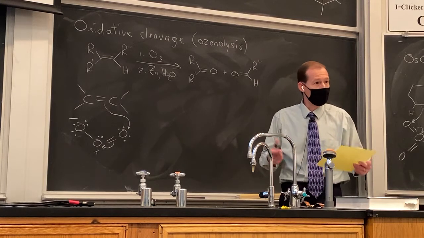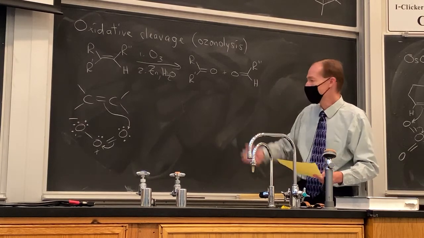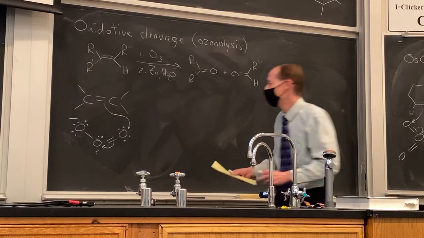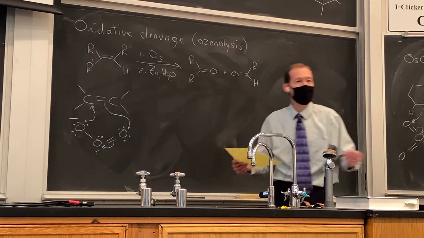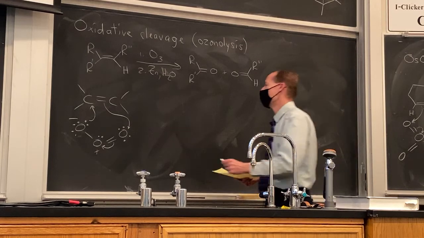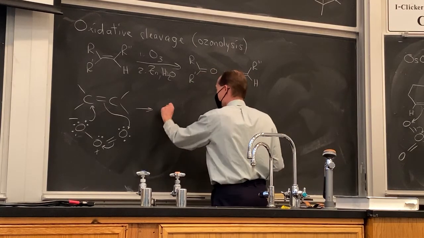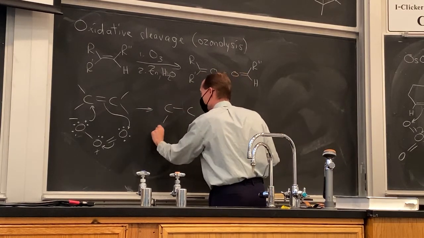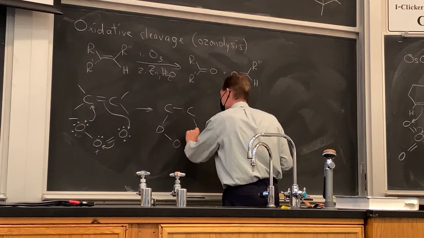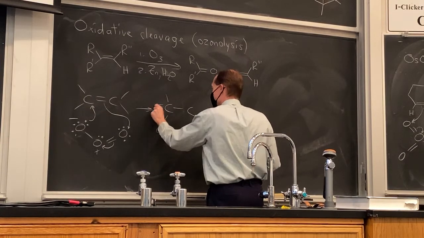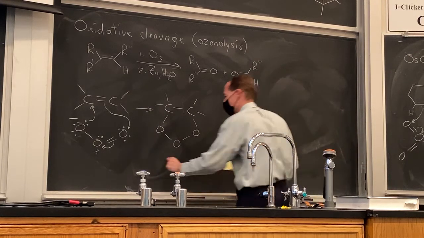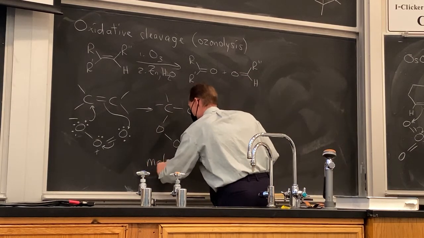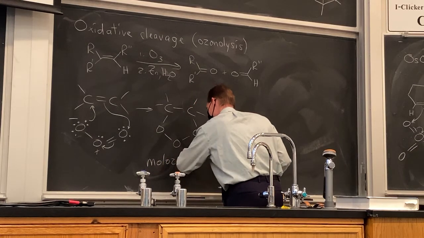But that's not all we're going to do. We have this negatively charged oxygen with 3 lone pairs, and we're going to use one of those lone pairs to form a second carbon-oxygen bond. So that gives us a 5-membered ring containing 3 oxygens. Okay, not a very common sort of species. This has a name. It's called a molozonide.